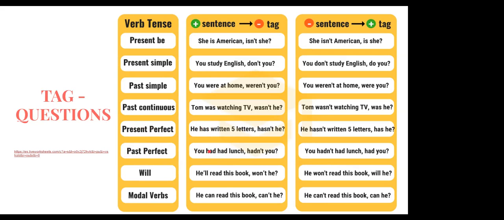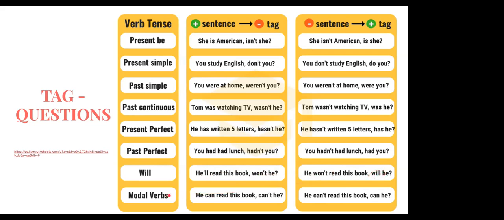Okay. Yes. All right. Well, he'll read this book, won't he? He won't read this book, will he? And again, we are using the affirmative form of the auxiliary and also the negative. And here negative and then affirmative.